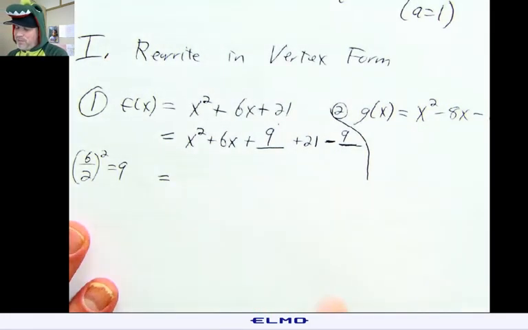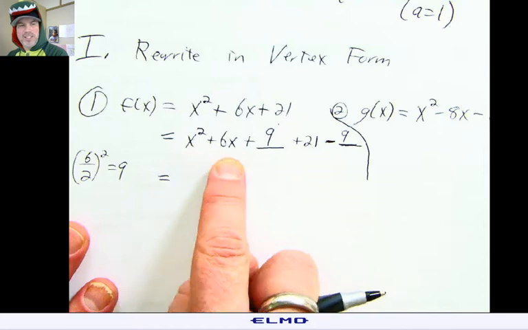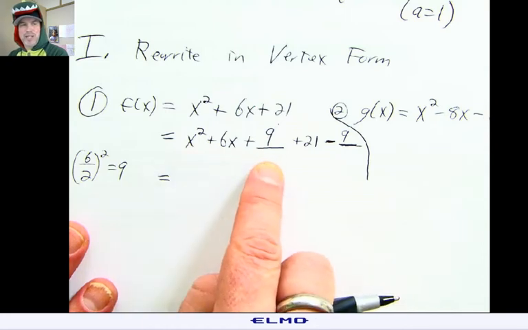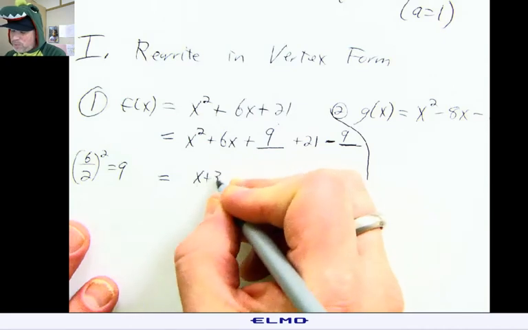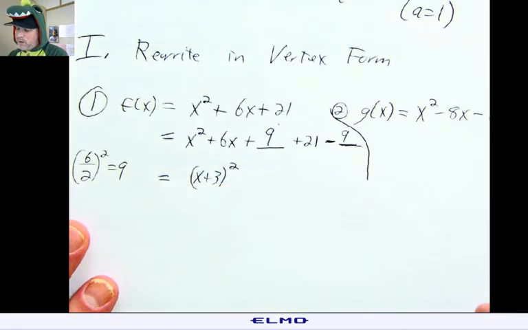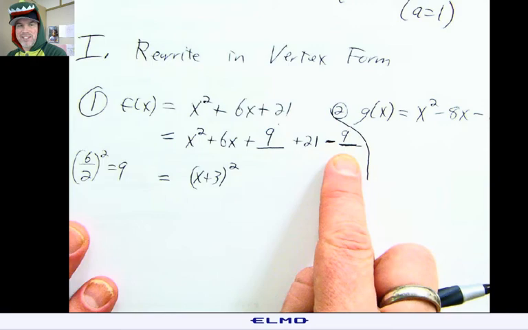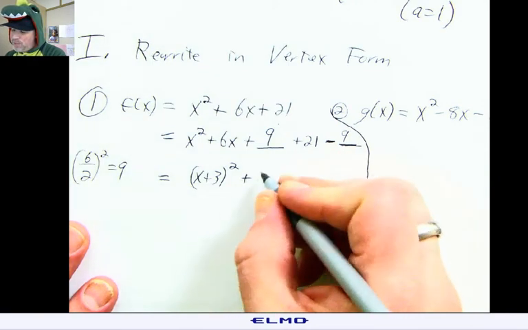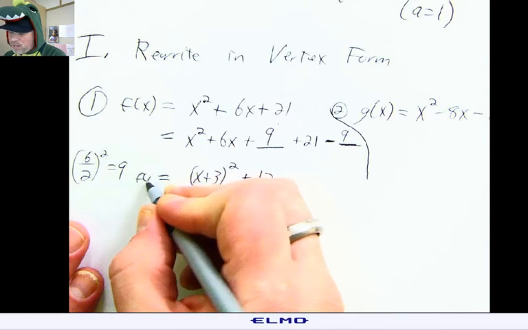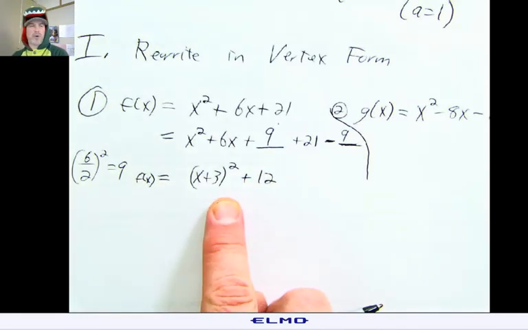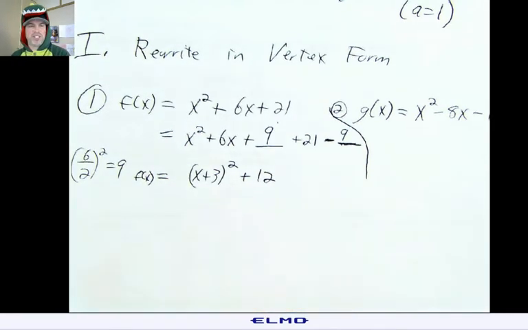Because we did this x squared plus 6x plus 9, that works out to be a perfect square trinomial, which becomes x plus 3 quantity squared, and 21 minus 9 is 12, so you'd have this plus 12 on the outside. So f of x in vertex form would now be equal to x plus 3 squared plus 12.